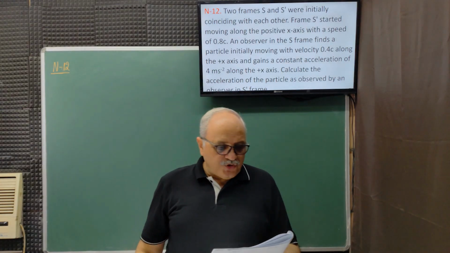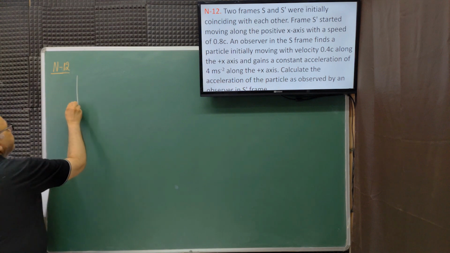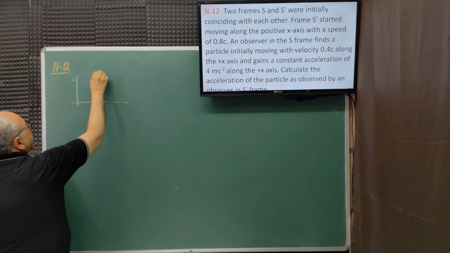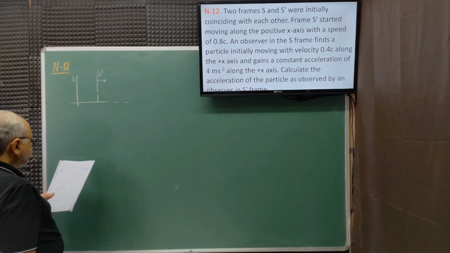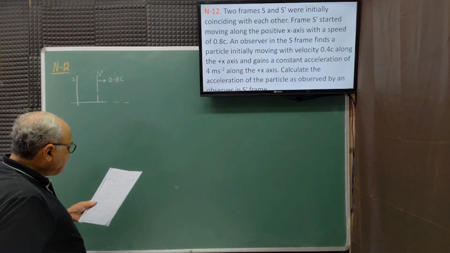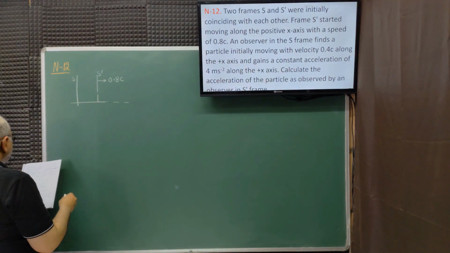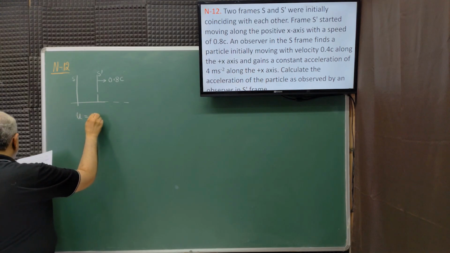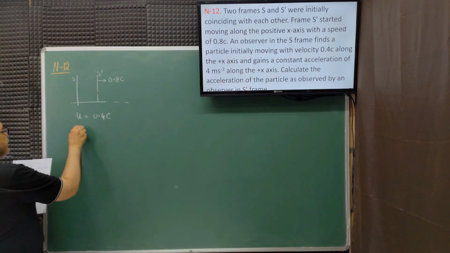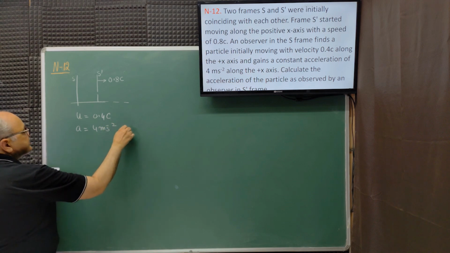So let's take the 12th question. In this question, two frames are given, S and S dash. S dash is moving with the velocity 0.8c along the x-axis, and it is observed that in frame S, the particle is initially moving with the initial velocity 0.4c. It gains a constant acceleration of 4 meters per second squared along the x-axis.